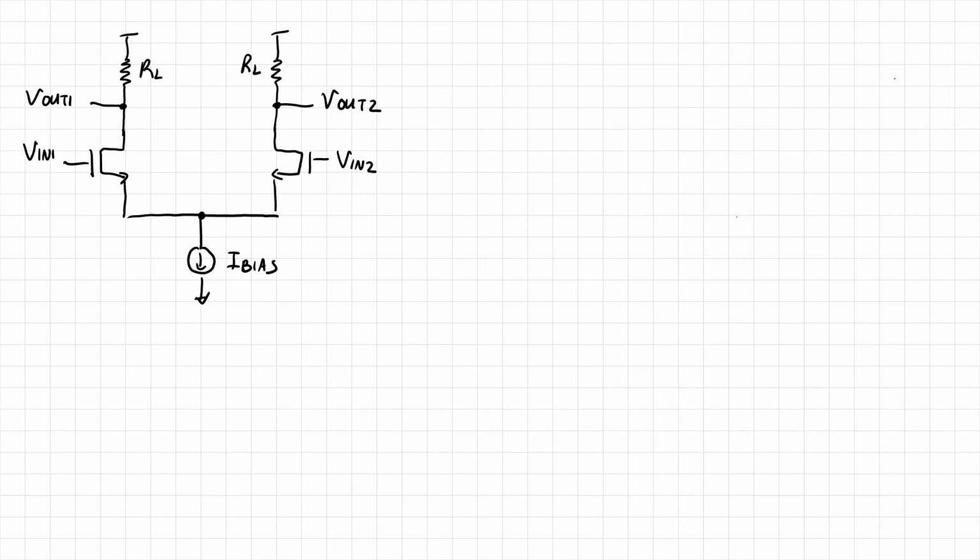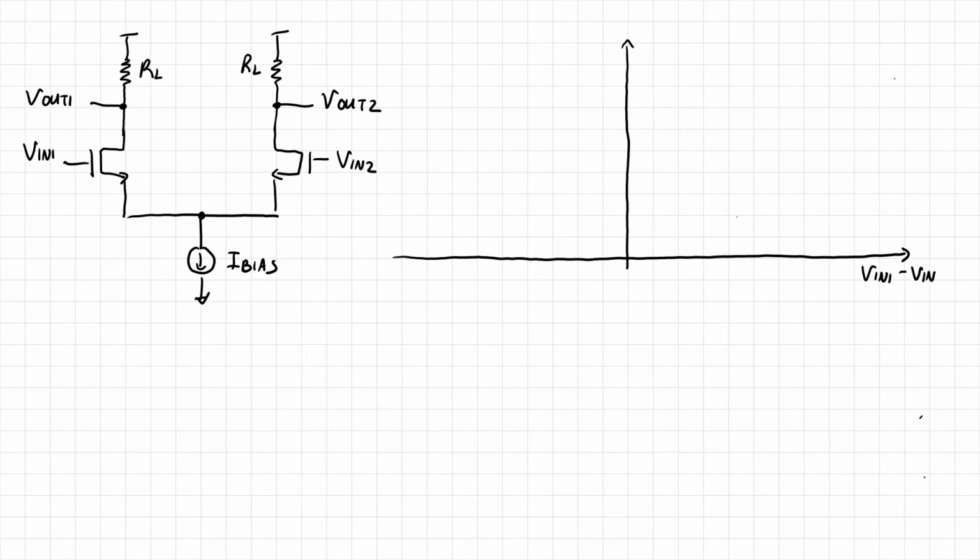Now I was specific in the choice of notation of these variables here. These are supposed to be AC plus DC signals here. So if that's the case, we can go ahead and plot the large signal behavior of this circuit. So what I'd like to plot here is on the x-axis, I want to take Vin1 minus Vin2. And I want to plot Vout1 and Vout2. Okay, so let's just think about this for a moment.